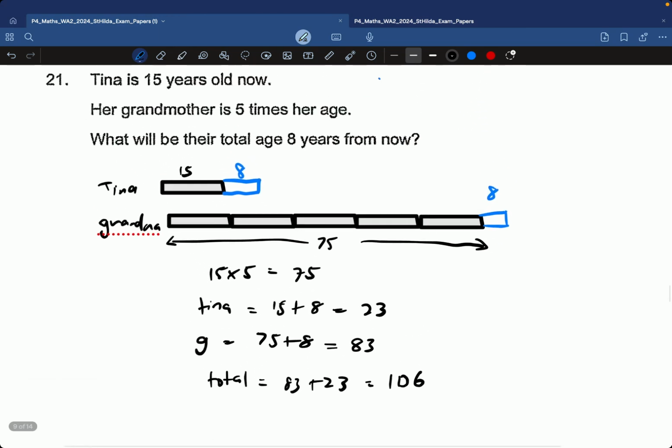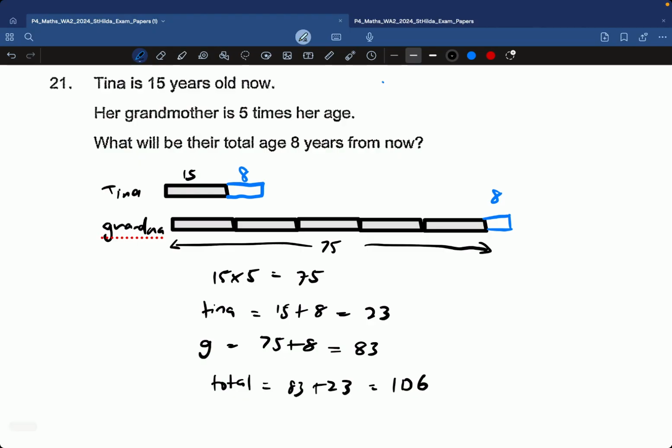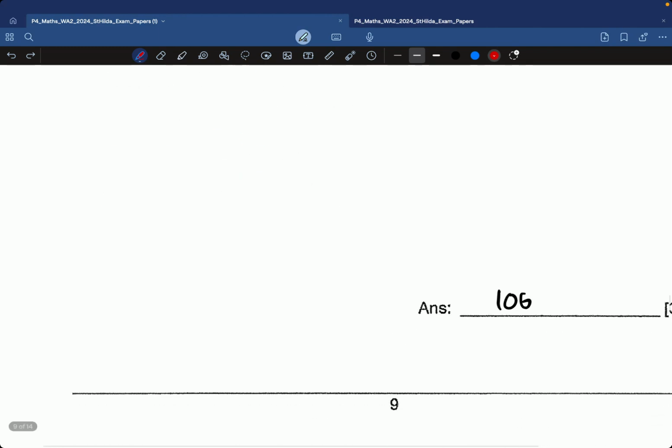So I know there will be some careless mistakes doing question 21, but make sure when you draw it out, it's actually more straightforward, as what you see over here. All right. So the careless mistake is 15 plus 8 and then times 5 to get the grandmother's age in this case, which is wrong. So you need to slowly do this first and then this first and then lastly this. Okay. All right. So let's move on to question 22. All right. Question 22.